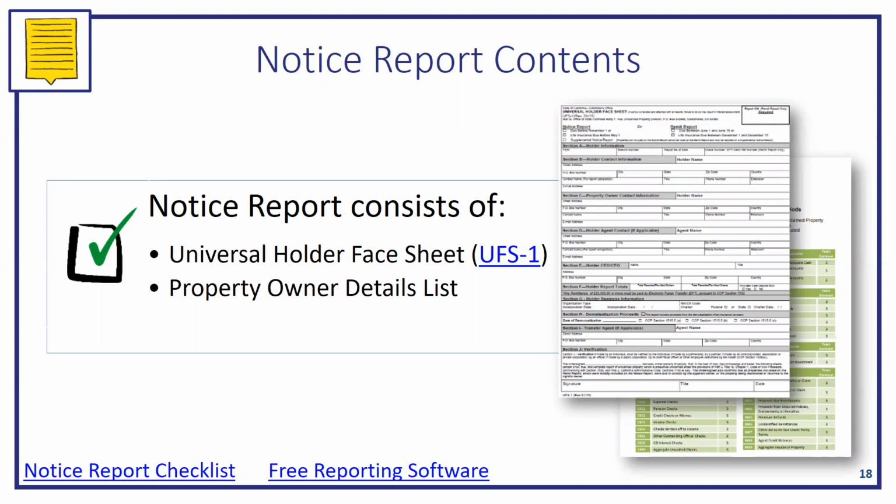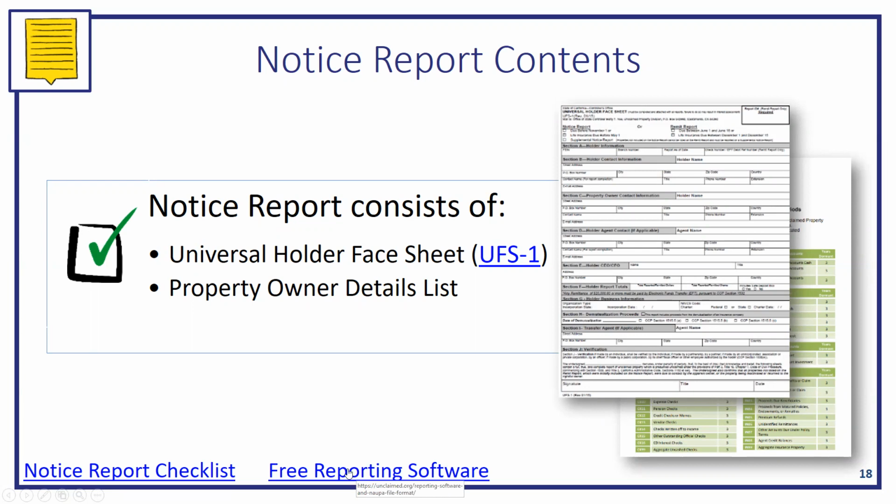The property owner details list identifies all of the properties contained in the report, and it includes all of the data that businesses have on the property owners and their properties. The more information businesses provide in this property owner details list, the more likely the property can eventually be returned to its owner. We have a detailed notice report checklist linked here in this slide. And then we also have a link to free reporting software that's available on unclaimed.org. That is the website for the National Association of Unclaimed Property Administrators. We call them NAPA for short.